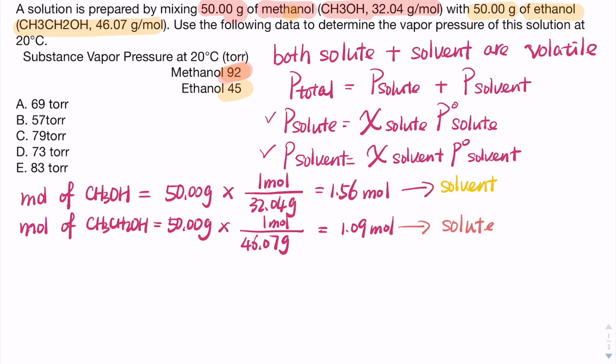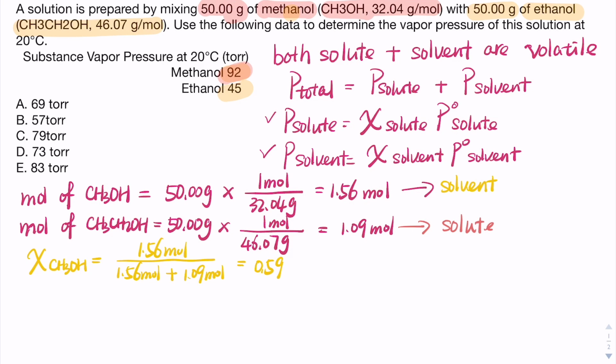Now we need to do the mole fractions. I'll start off with the mole fraction of the solvent. The mole fraction of CH3OH equals 1.56 mole over 1.56 mole plus 1.09 mole. This is an easy calculation. It's going to be 0.59. This number should always be smaller than 1 because it's a fraction, a mole fraction of the components.